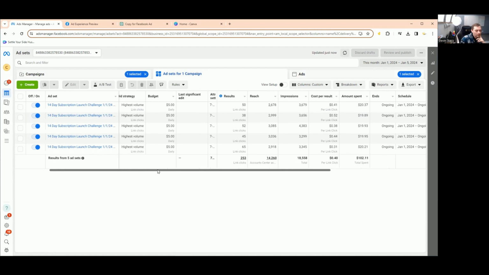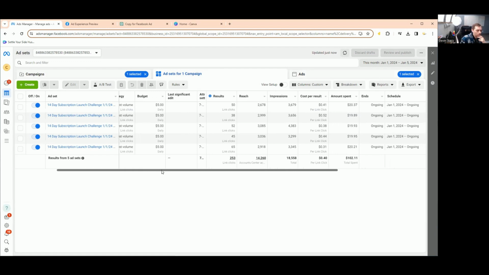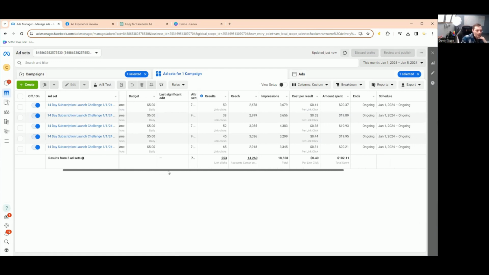But I want to dig into details around how we know that we're winning. So one thing that I want to point out, just looking at the ad set level, is my cost per click on all of these is ridiculously low. These are numbers that most people who run ads on Facebook tell you you can't get.